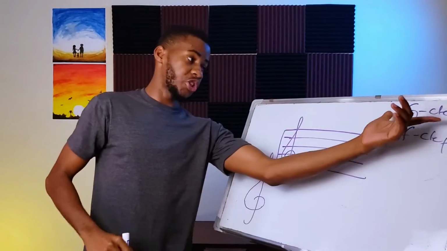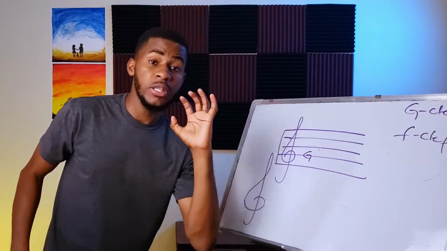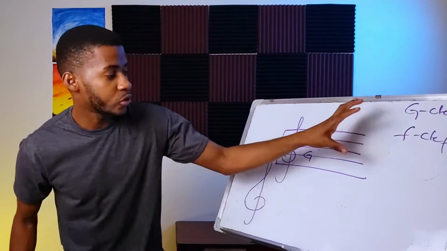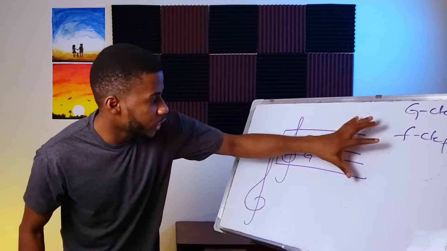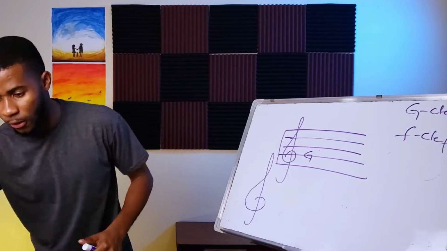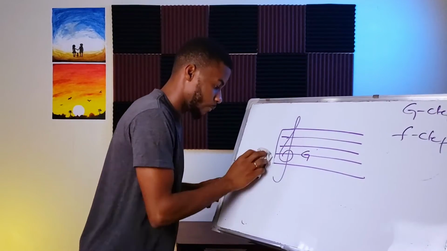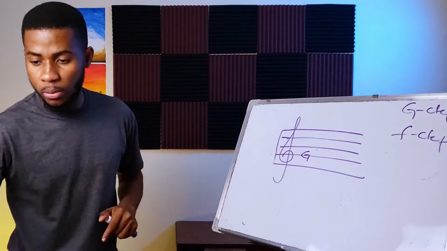Right, because it's also called G clef. Good. So once we put a clef on a staff, the staff is going to take the name of the clef. So this whole thing is going to be called the treble staff now. Alright, let's just clean this off. Good. So this is now the treble staff.